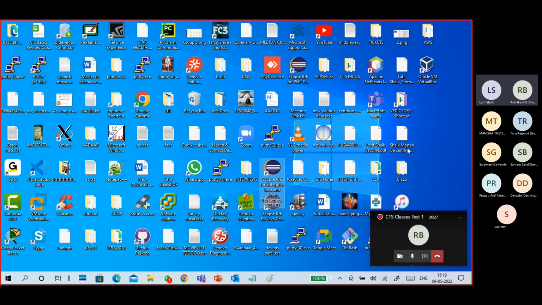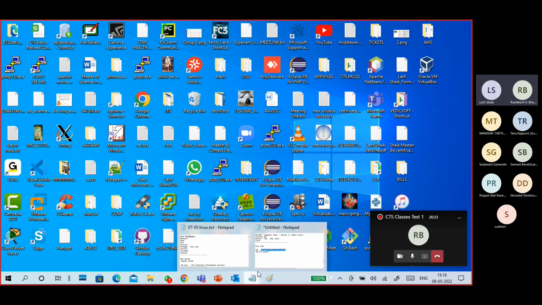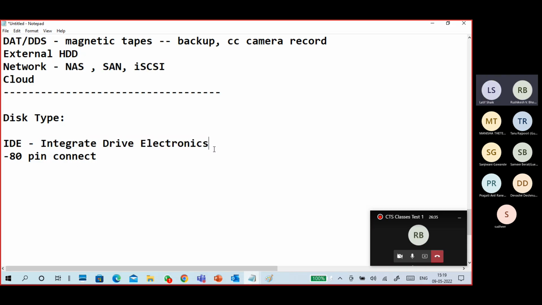Okay, so this is IDE, integrated development environment. But this is the hard disk. It belongs to electronic devices, that is, drive electronics. Earlier it was a 40-pin connector. Of course, it is parallel communication only. Parallel communication. Guys, IDE further developed technology-wise into ATA.